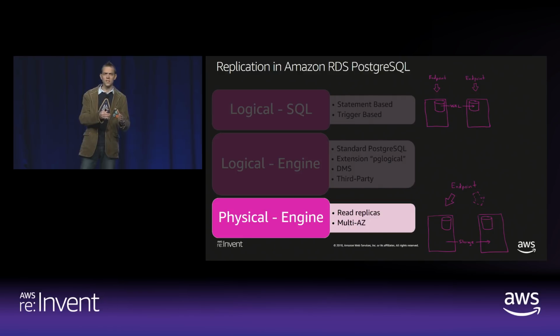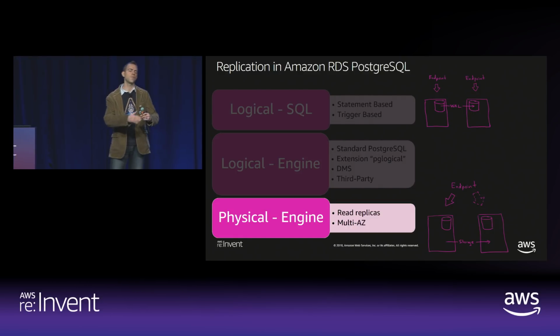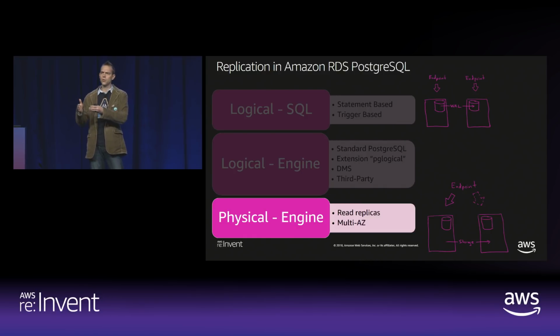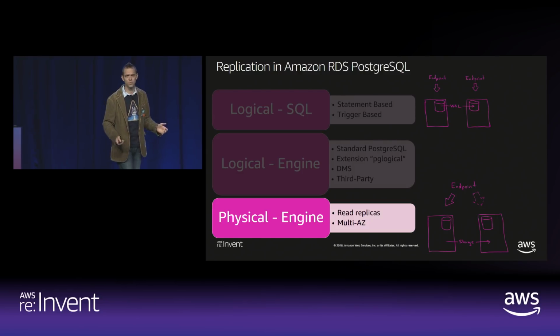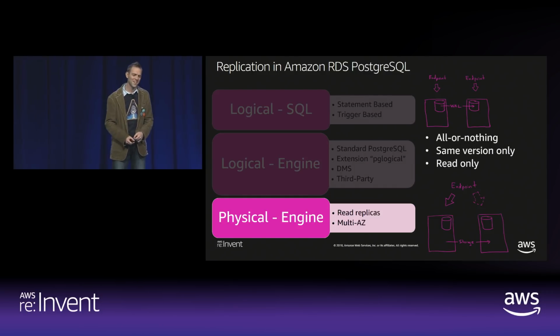Whereas multi-AZ is designed to give you higher availability, read replicas have a different goal. Read replicas are designed to allow you to run queries against your replica, even if that replica is on the other side of the planet in a completely different region. There are still some drawbacks with physical replication, though.